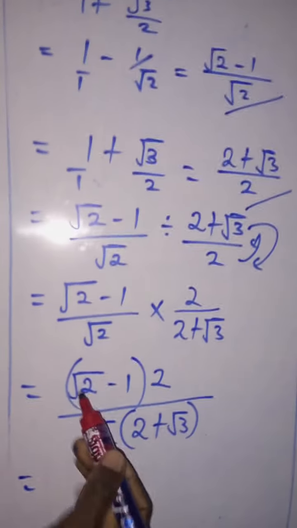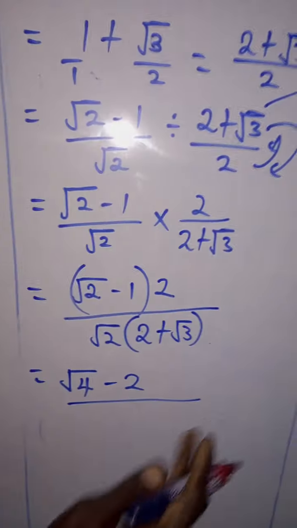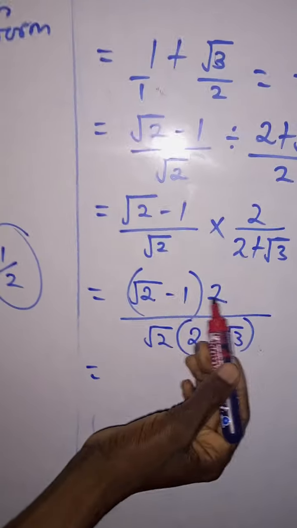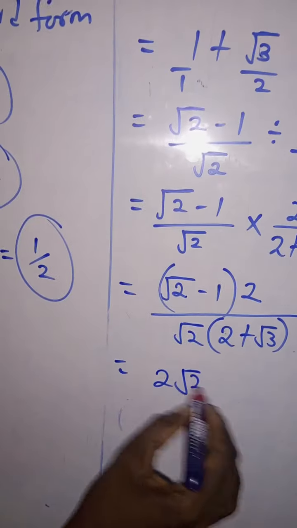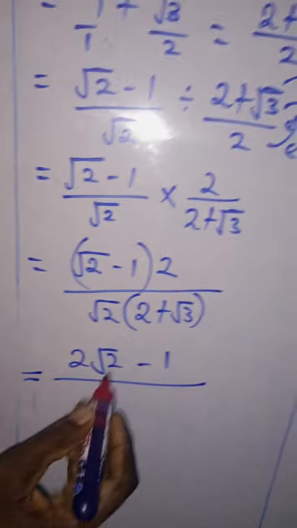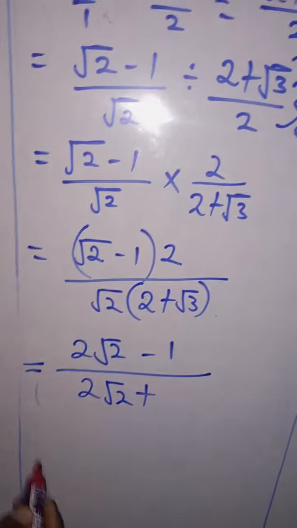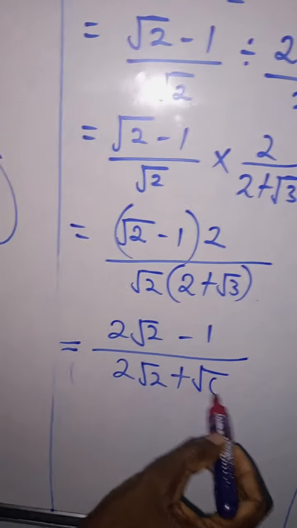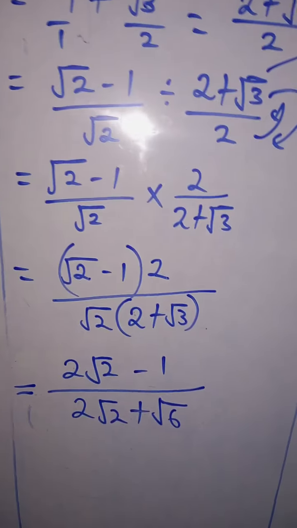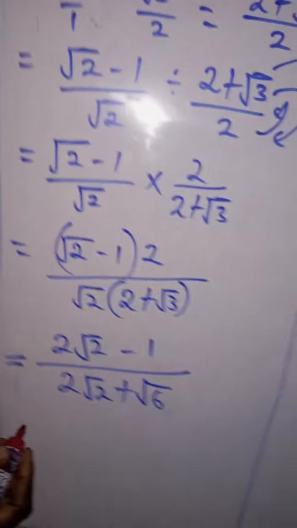So let me now multiply it out. I will expand this bracket. 2 times root 2 gives me 2 root 2, because this doesn't have roots, so I will not say root 4, minus 1 all over, sorry. This multiplied by this gives me 2 root 2 plus root 6. Since they are roots, I can multiply inside, but when it is single without root, it will be outside. So let's move on.